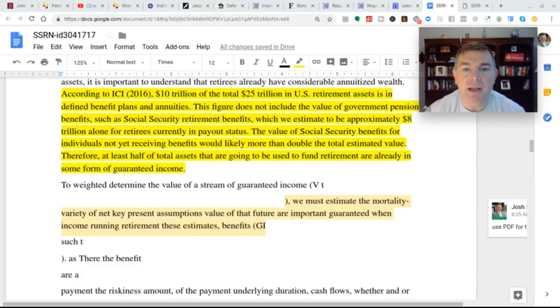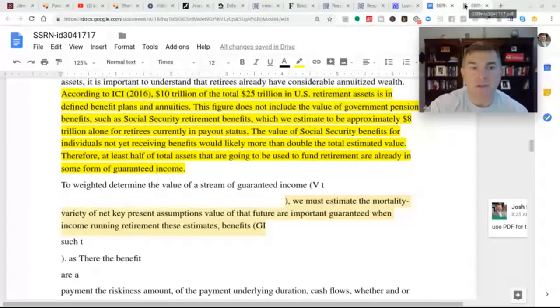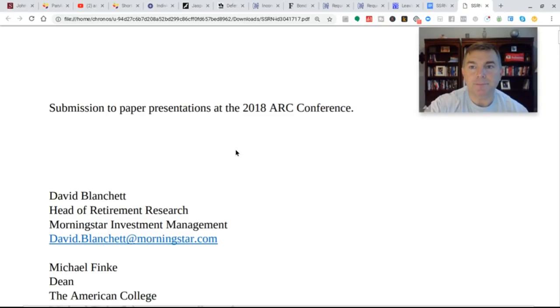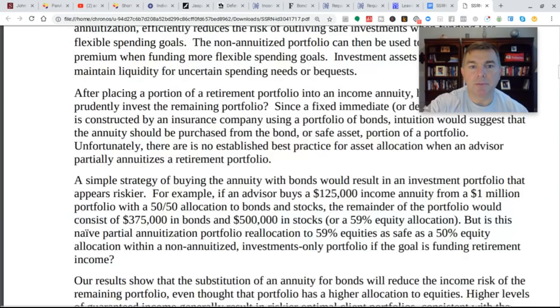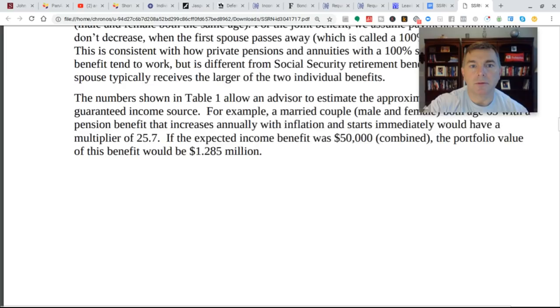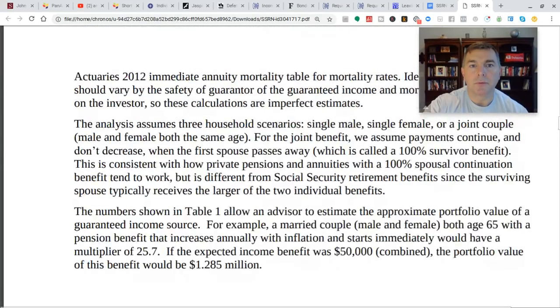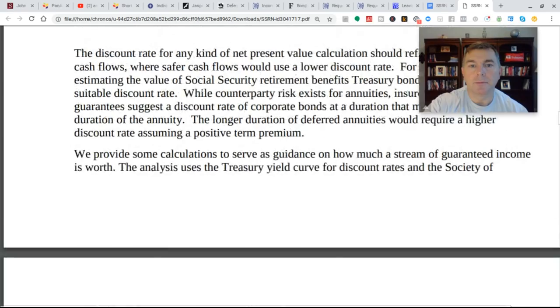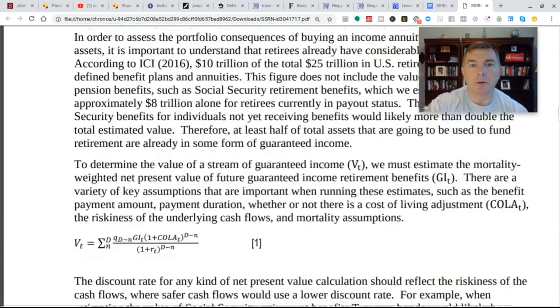All right, so I'm going to go to the PDF right here. Bear with me just a second. We must estimate the mortality variance. All right, so we're using some numbers here.